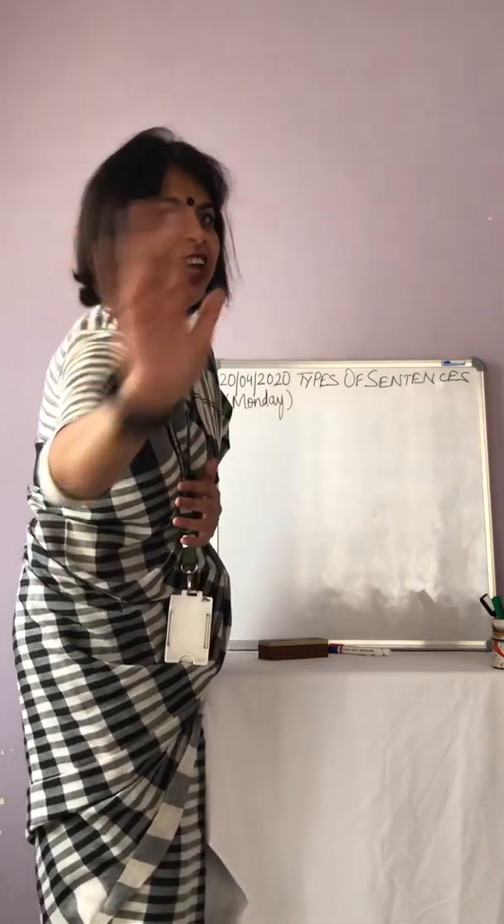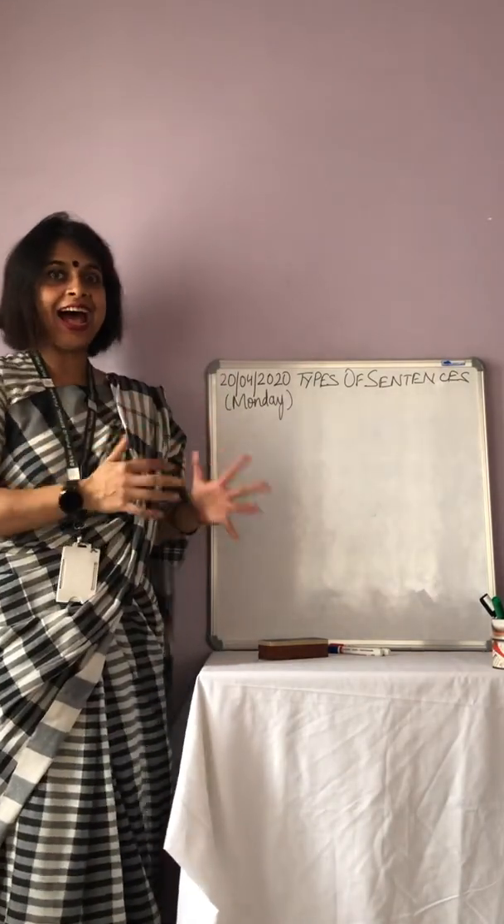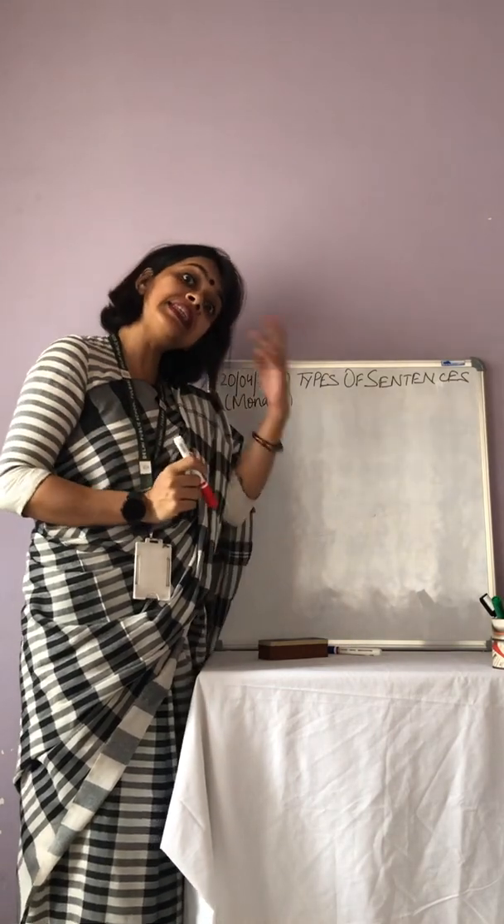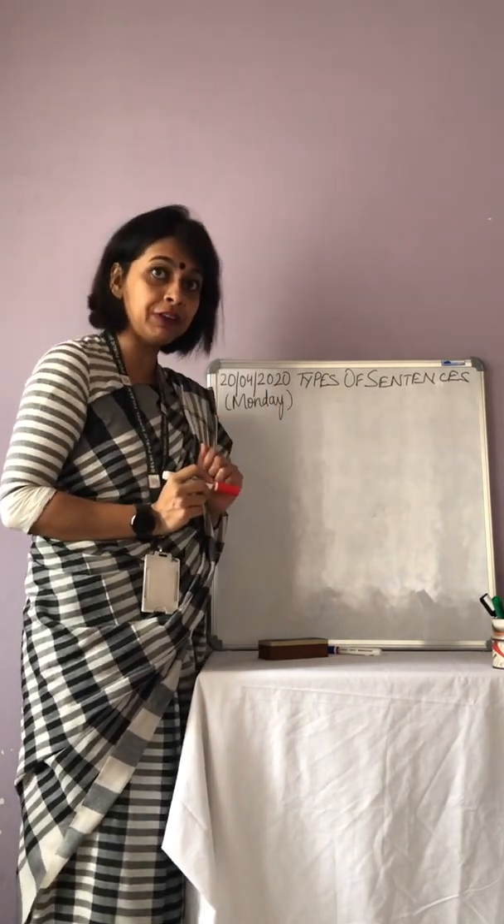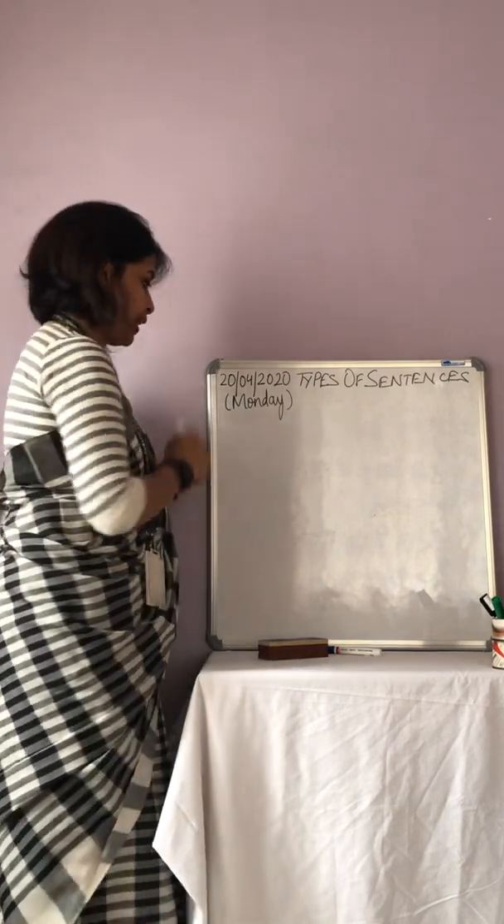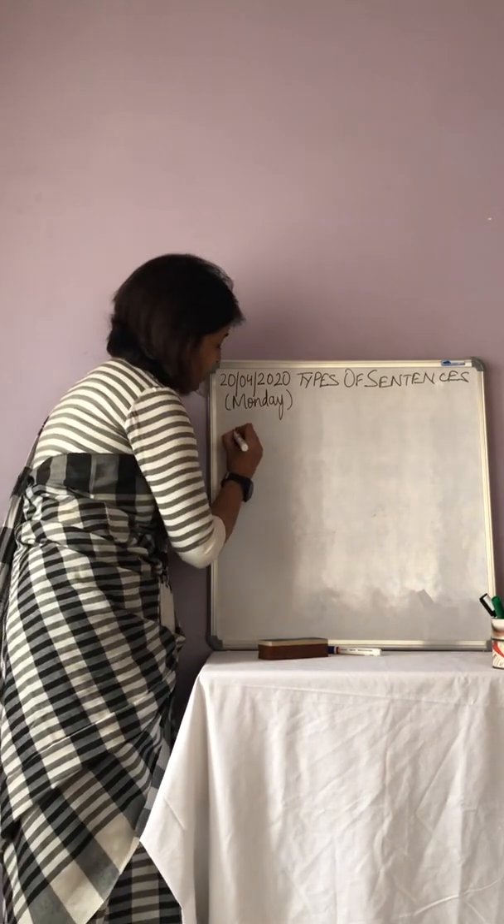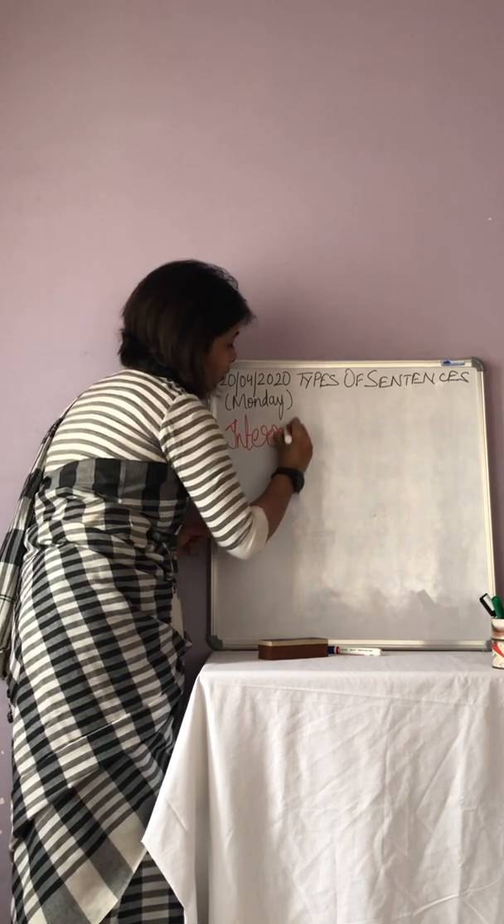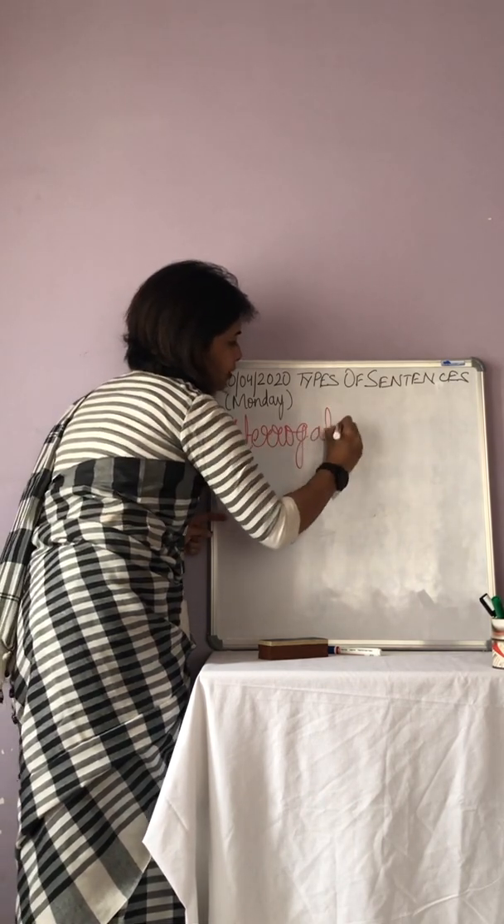Give me a high five again. Alright, now today we are going to first take up the second part of the types of sentences. What is the second part? The second part is interrogative. Interrogative sentences.